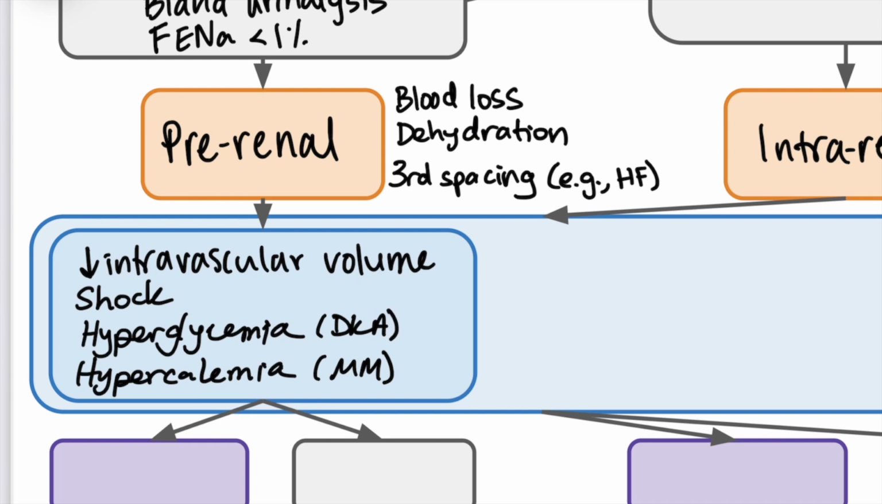Because hyperglycemia causes dehydration, it can cause AKI. And same thing for the case of hypercalcemia. Therefore, prerenal AKI is sometimes simplified to hemodynamic AKI.